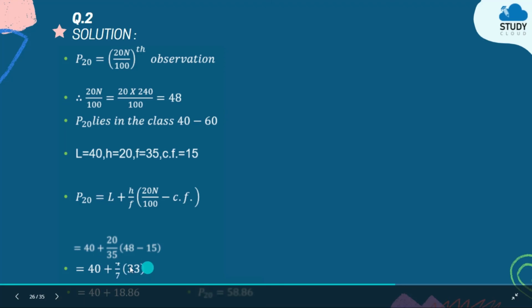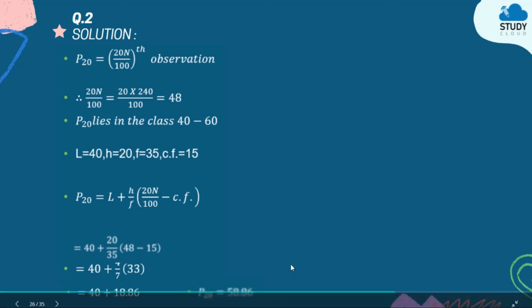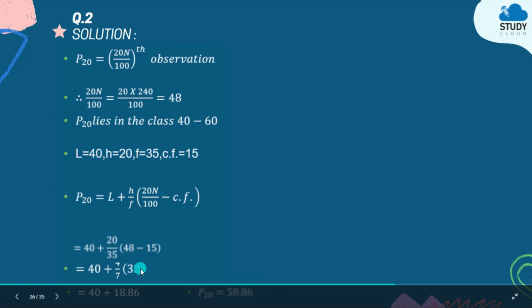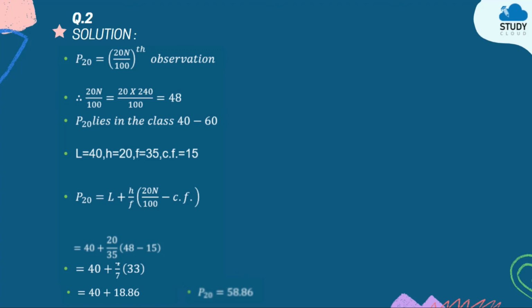Now when you solve this entire part, you will get your answer as 58.86. Now first you have to divide and multiply this value, and then you have to add the lower boundary. Don't add first. First divide, then multiply, and then you can go for the addition part. So in this way you can solve these sums regarding deciles and percentiles.